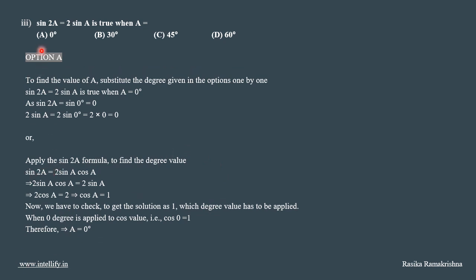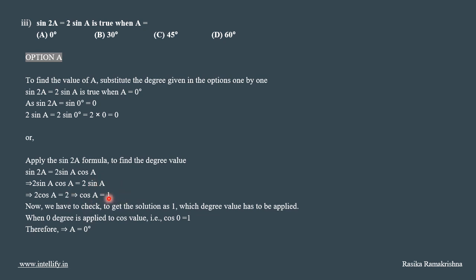So what we do is we know that sine 2a is equal to 2 sine a cos a, right? That is an identity. So we substitute this identity on the left hand side. What does that give us? We have 2 sine a cos a to be equal to 2 sine a. This is what we need to be satisfied. So which implies that 2 sine a cos a minus 2 sine a should be equal to 0, which implies that 2 cos a should be equal to 2, or cos a should be equal to 1.